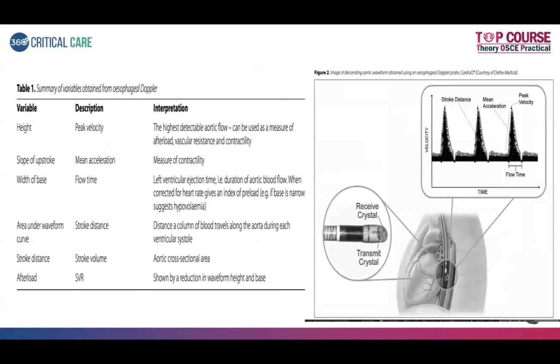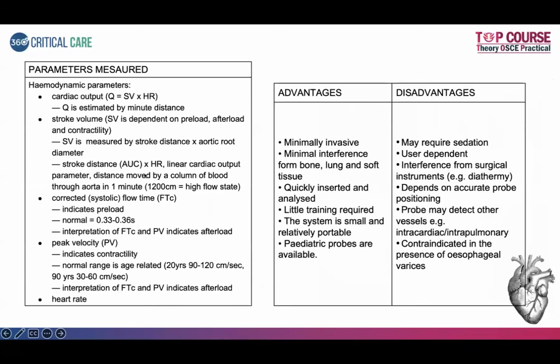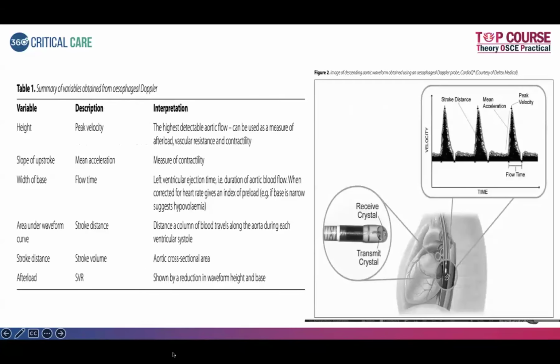So as I told you, the common things which we are finding in the transesophageal echo are a stroke distance, a mean acceleration point, and a peak velocity. The flow time gives us the idea about the preload, and the peak velocity gives the idea about contractility. So when you use both, you will get the idea about afterload.